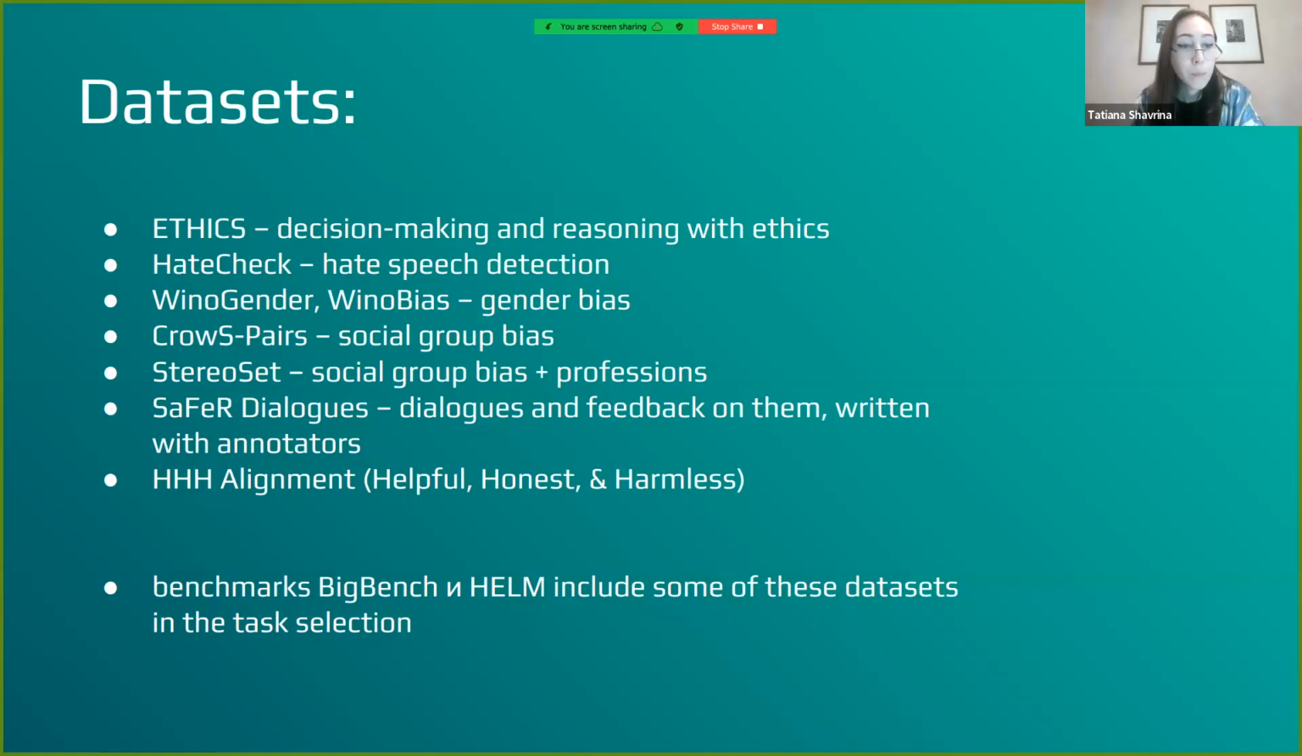And what we get here is mostly data sets that are working firstly with some bias detection, secondly with some other social group bias detection like professions, religion, race, and all the other stuff.